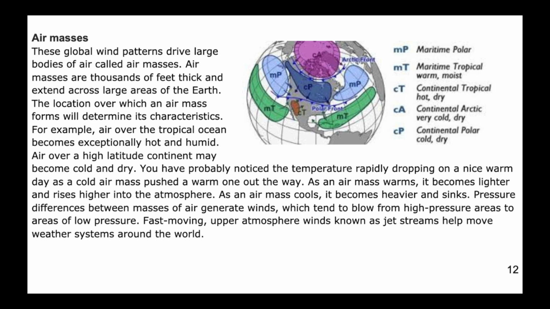Finally, the small orange air mass is continental tropical. Continental means it's formed over land, and tropical generally means this is going to be dry. Continental tropical air masses are hot and dry because they're formed over land near the equator.